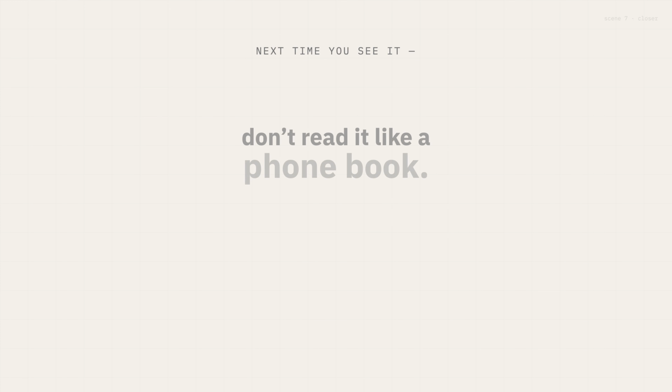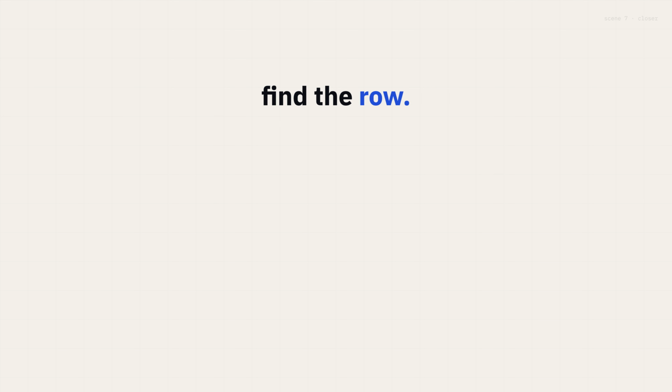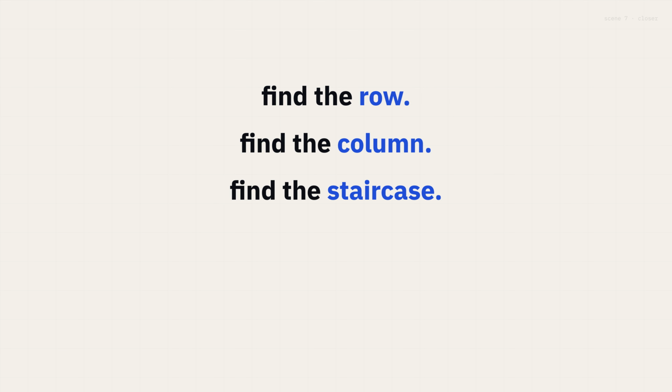So, the next time you see the periodic table, don't read it like a phone book, read it like a map. Find the row, find the column, find the side of the staircase, and the chemistry just falls out.